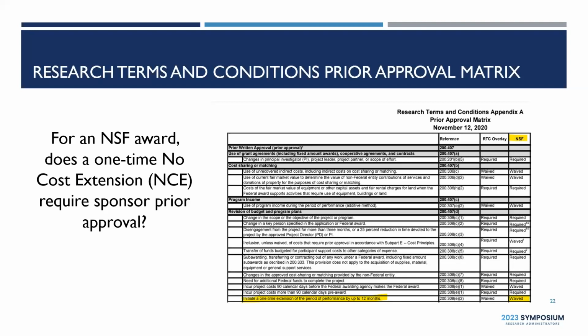Okay, so this is what the prior approval matrix looks like. You probably can't see it very well. It's very tiny. We're talking about an NSF award, so you're going to find NSF on the top row. And then you want to do a one-time no-cost extension. So all the way at the bottom, initiate a one-time extension. And it says, let's see, waived. So for NSF, we can do a one-time, so first-time, no-cost extension without asking NSF.